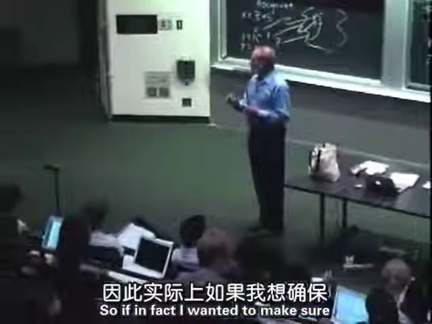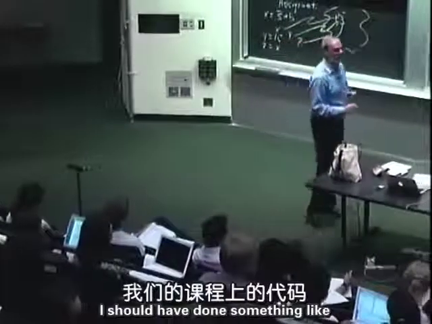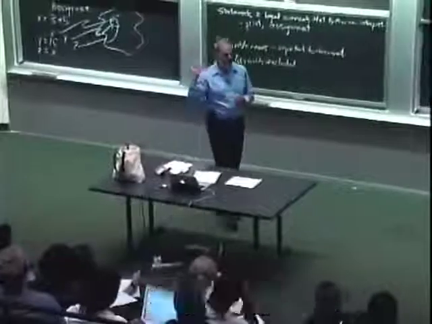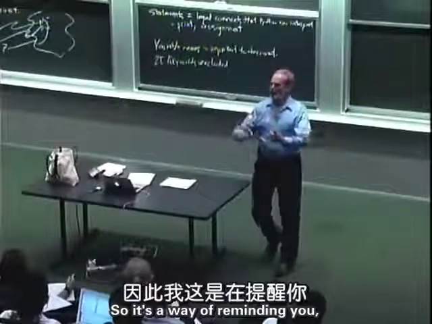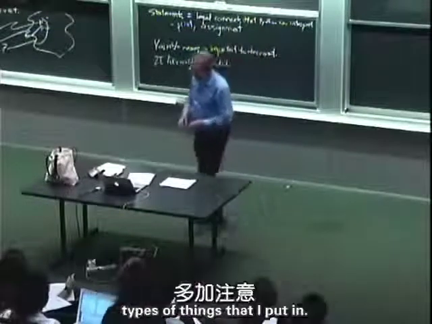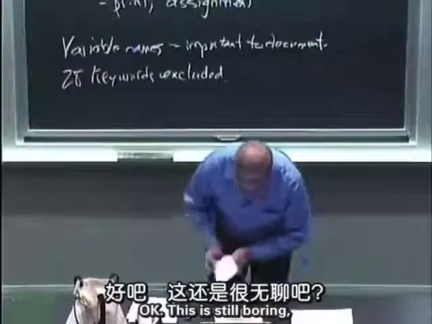So if, in fact, I wanted to make sure this was a number, I should have done something like either try and convert it to a number, which, of course, failed here, or put in a check to say where it is. So it's a way of reminding you I've got to be careful about the types of things that I put in. Okay.